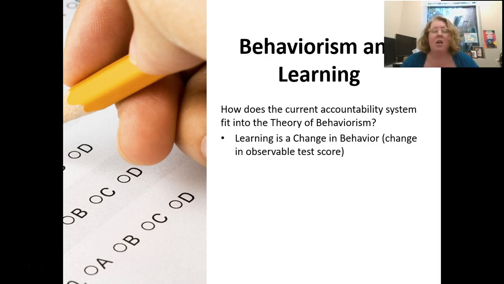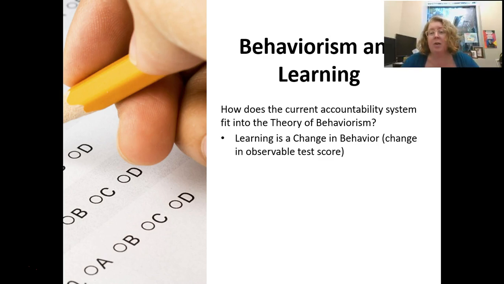So first off, if we think about learning as a change in behavior, we're really thinking about learning specifically as a change in observable test scores. In this accountability system, we're not thinking about learning as what's happening in a classroom. We're not looking at any other evidence of learning except for that standardized test score. So we're not looking at teaching in a classroom. We're not looking at a portfolio system. We're not trying to see what a kid can do except for that change in behavior, which is measured only by a test score. So in that sense, it really is behaviorist thinking.